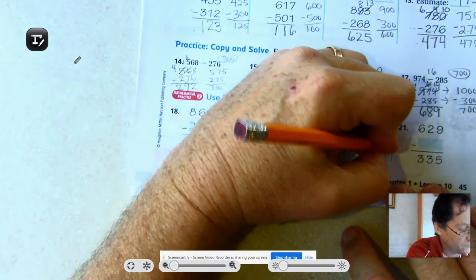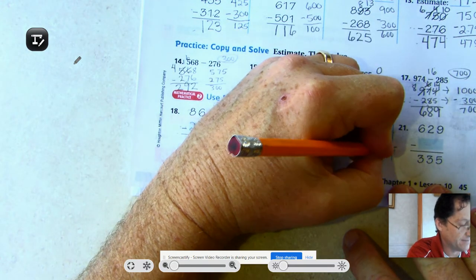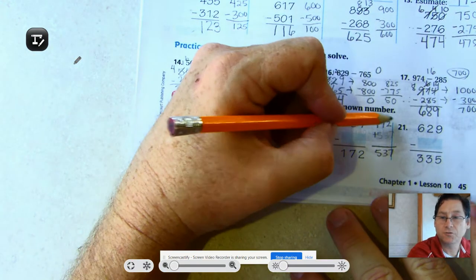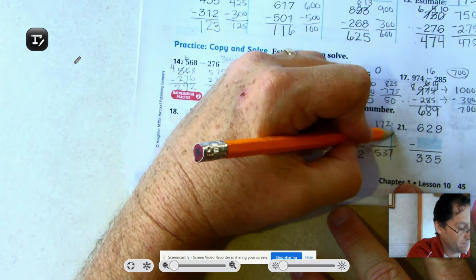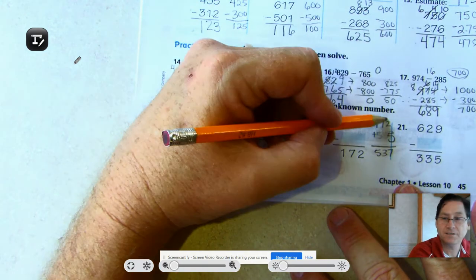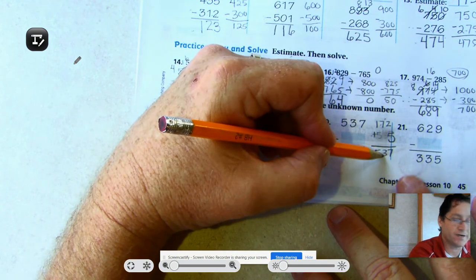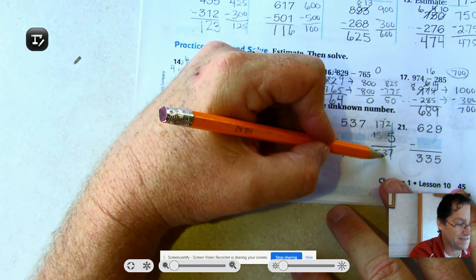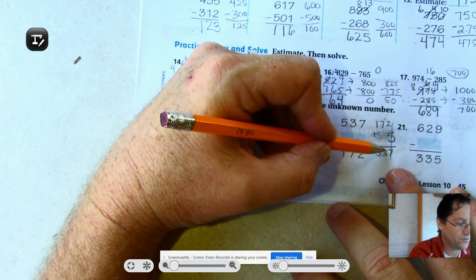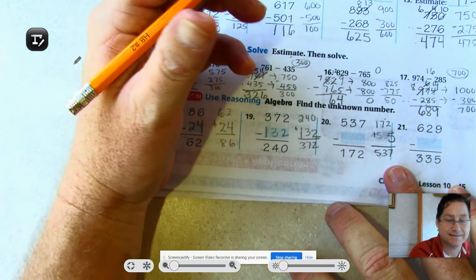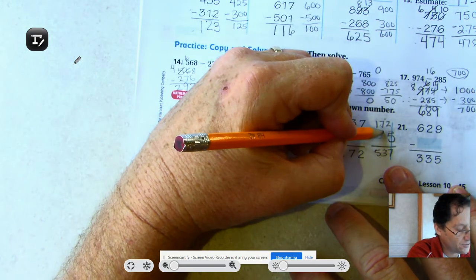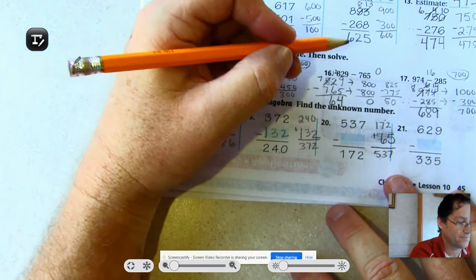172 plus what is 537? 2 plus what is 7? 5. 5 ones and 2 ones is 7. 7 plus what would end in a 3? Well, 7's already bigger than 3, so I know that this is probably 13. So 7 plus what is 13? 6.